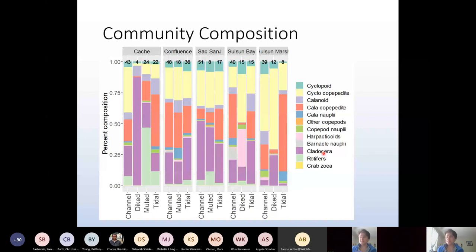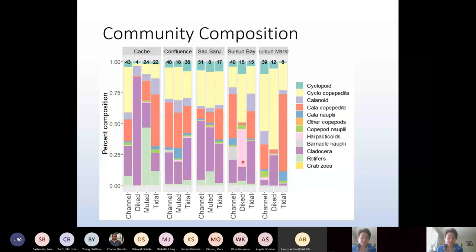We also can see that in some of these diked sites, we have pretty different composition. The rest of them look a little bit similar, but if we zone in on the dike sites, there's one here, which is all cladocera. And then this one over here in Suisun Bay with this big pink bar, those are all harpacticoids. We hardly saw any harpacticoids in any other sample, but there was a ton there. So definitely a lot of variation in those dike sites.